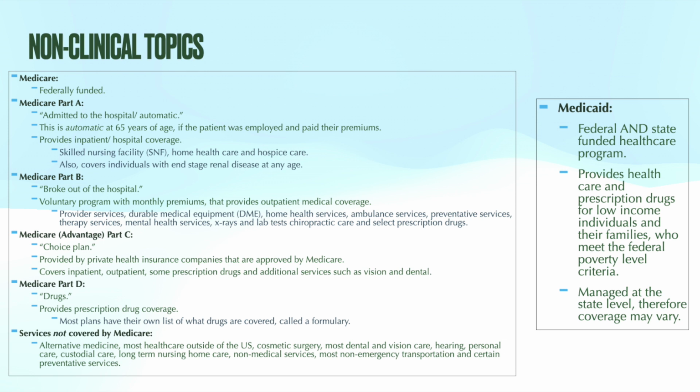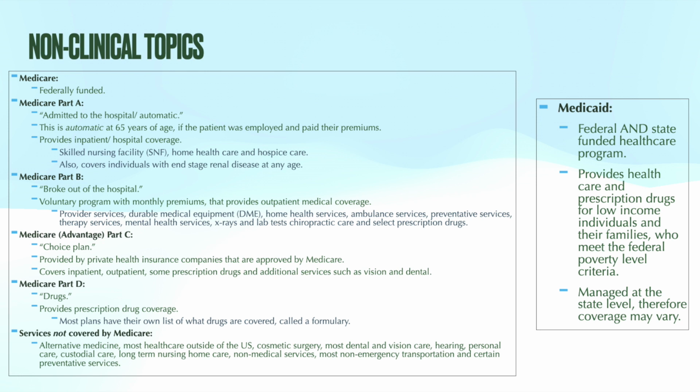So there's type A. With type A, remember the word automatic and admitted. Automatic and admitted with type A. This is because it's automatic at 65 years of age, that type A Medicare, in patients that were employed and paid their premiums. So this form of Medicare covers inpatient and hospital coverage, so patients that are admitted, and it also covers individuals that have end-stage renal disease at any age. So with type A, though, think automatic and admitted.